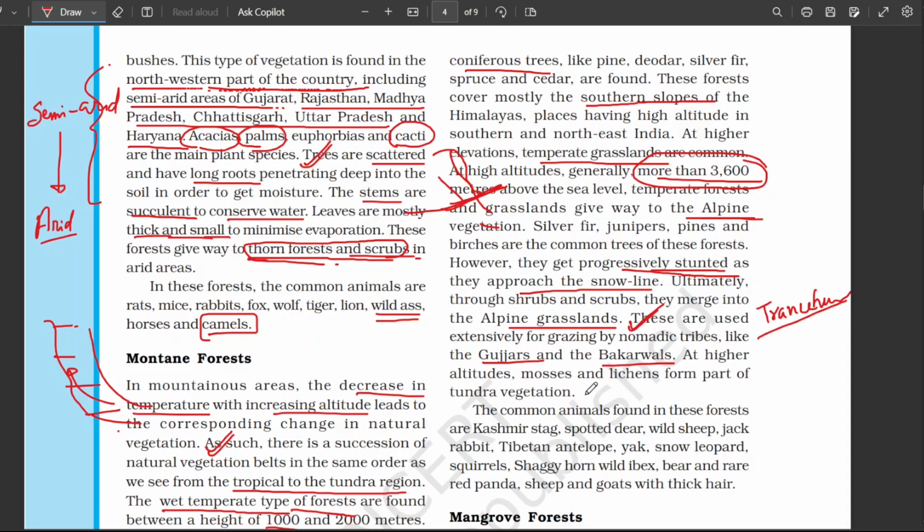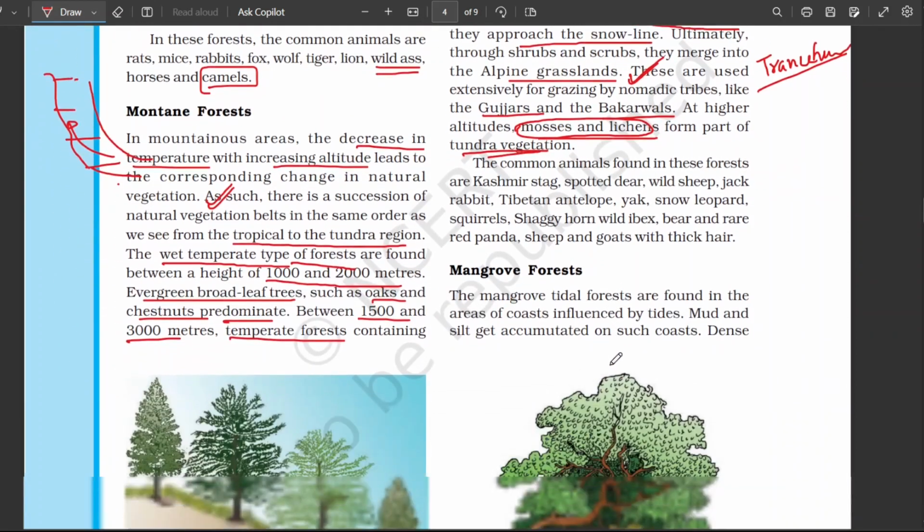At higher altitudes, mosses and lichens form part of the tundra vegetation. ठीक है, जहाँ पे केवल आइस है, आइस रहेगा सॉइल की जगह, तो वहाँ पे धीरे धीरे आपको इस टाइप की वेजिटेशंस मिलेंगी, which is called tundra vegetation.